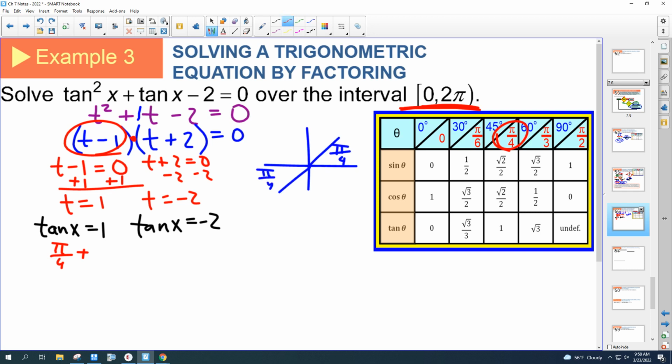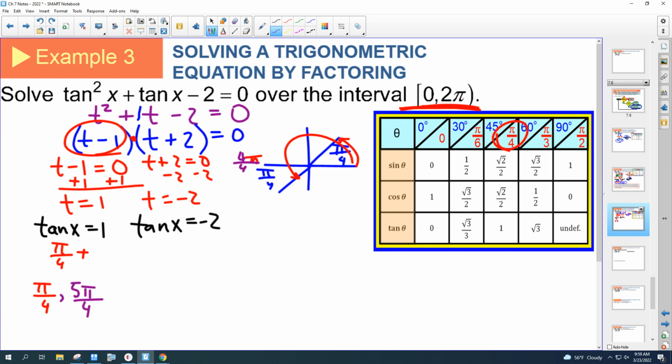Pi over 4, pi over 4. I feel like you should be getting better at this. This one's pi over 4. This one is pi over 4 after pi. Remember, we want to call that a common denominator, so 4 pi over 4. Right after that is 5 pi over 4. Okay. Now, when I try to do tangent x equals -2, you should notice that that's not in the chart.